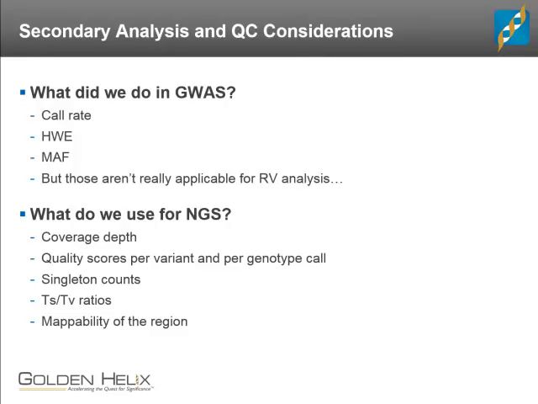And in NGS, you see a lot of different things being used. You can look at coverage depth either at individual variants or averaged across entire samples to determine quality. You can look at different sorts of quality scores per variant or per individual genotype call. Those are very helpful. There are sample level statistics like singleton counts or transition transversion ratios that help us to identify outlier samples. Region mappability is useful for identifying problematic variants. But with all of this, what I really encourage you to think about is consistency.